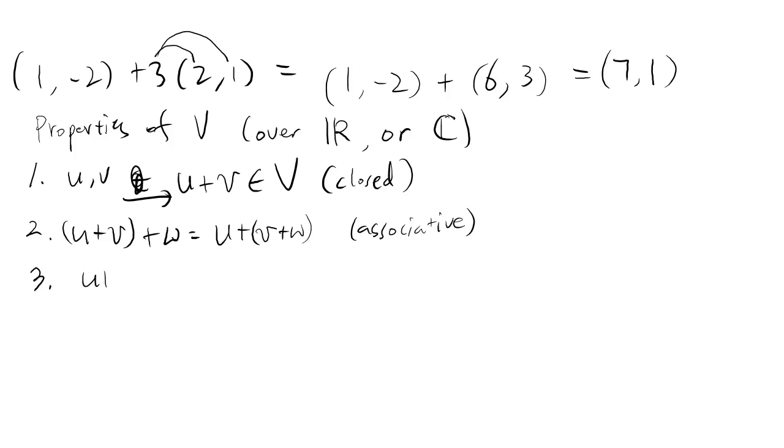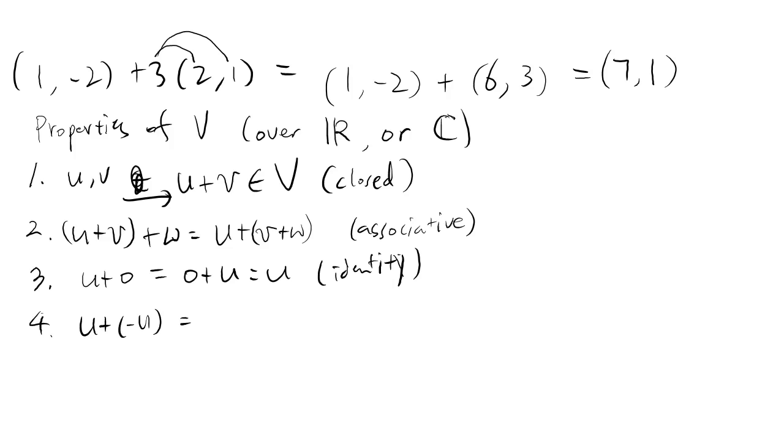And then there's also the identity element. So if you add a zero vector to any vector, it doesn't change the vector, it gives you the same thing. That's called the identity. And then you also have the inverse, the additive inverse. And if any mathematical object satisfies these four, you call that a group. In other words, a vector space is a group under addition.